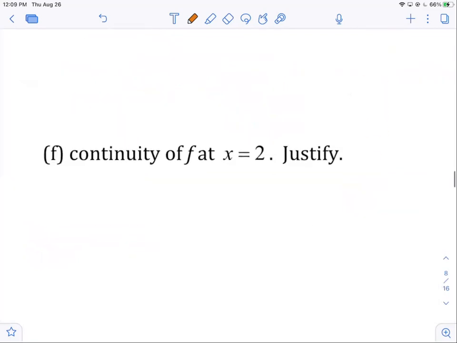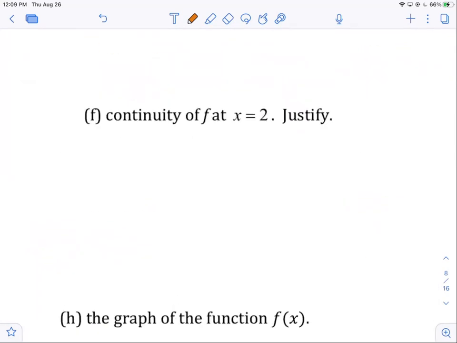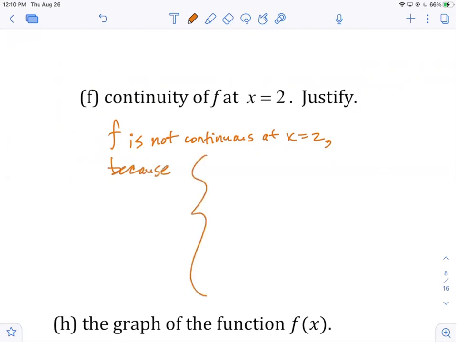And then discuss the continuity at 2 based on the 3-step definition and justify. Okay, so of course we know that it's not. We've already sketched the graph, but you should be able to tell from the evidence. So we'll say F, always complete sentence. Don't ever use the word it. F is not continuous, and then you state where at x equals 2. That usually gets a check, comma, because, and then I'm going to put an open brace here because there's lots of different ways we can do this.